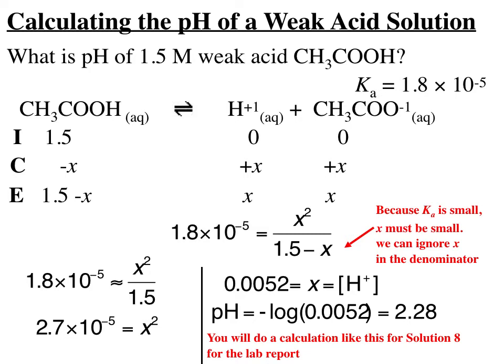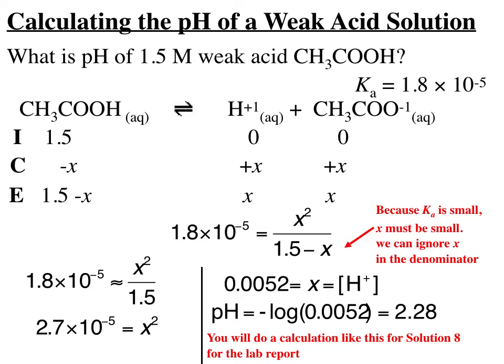So K is equal to the equilibrium concentration of the products over the reactants. In terms of these variables, that will be X squared divided by 1.5 minus X. That is equal to the Ka, or 1.8 times 10 to the minus 5. Now, technically what I should do is multiply both sides by 1.5 minus X.